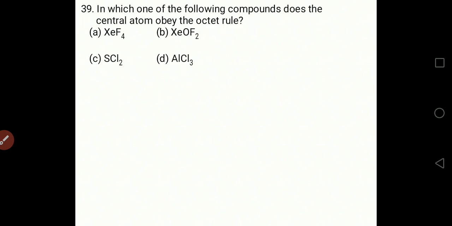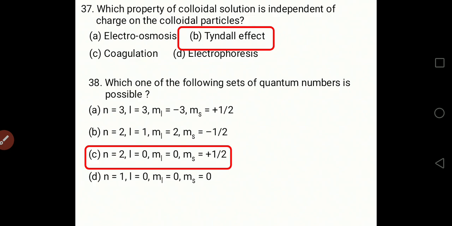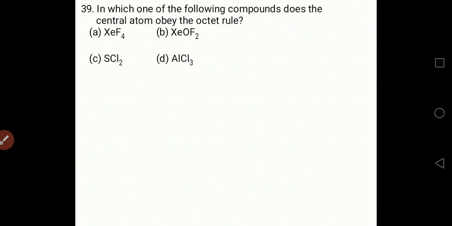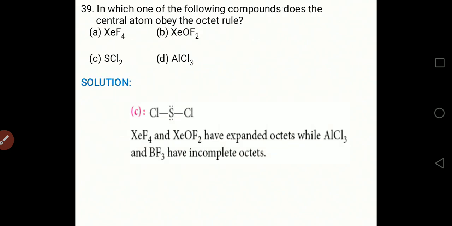39. In which of the following compounds does the central atom obey the octet rule? Which means 8 electron system should be there. Definitely this is incomplete octet, this is expanded octet, xenon is there. So SCl2 should be the answer, remember. For that the structure I have written like this, SCl2, above that you can see 4 lone pair electrons, and 2 bonds means 4 electrons, so 8 electrons are present. So 39th answer is C.